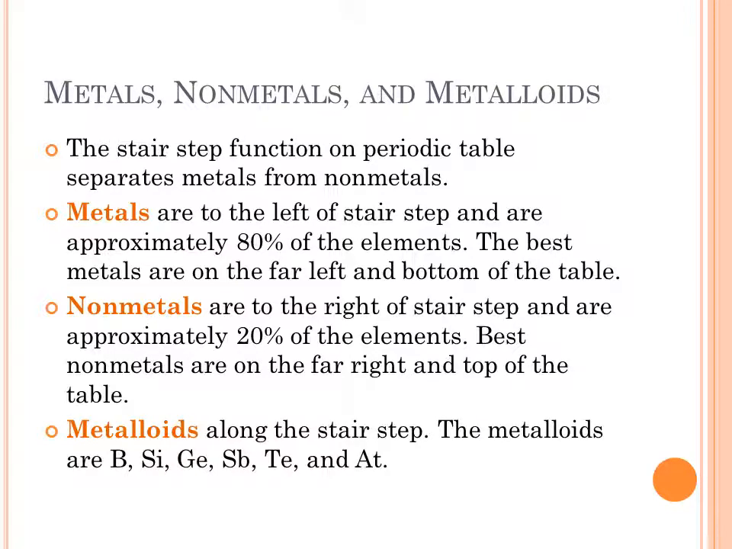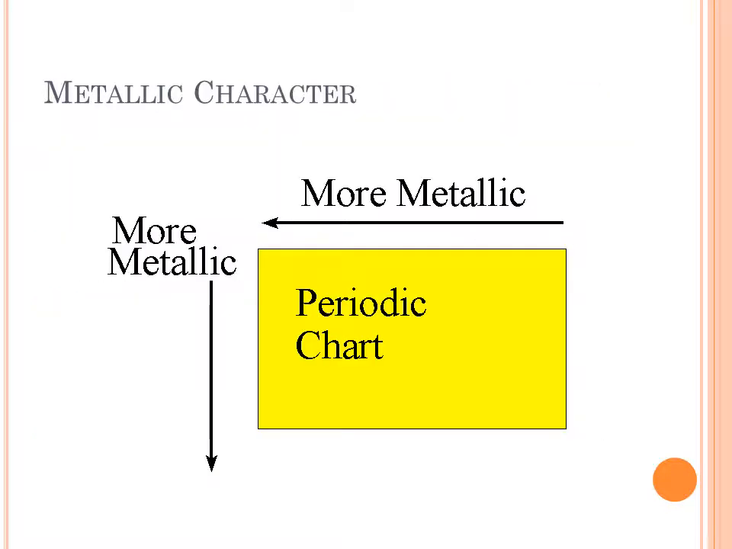Metalloids, there's only a few elements that are along that stair-step: boron, silicon, germanium, antimony, tellurium, and astatine. Those are the metalloids. They tend to be more metallic as you go farther to the left and farther down as this depiction shows.